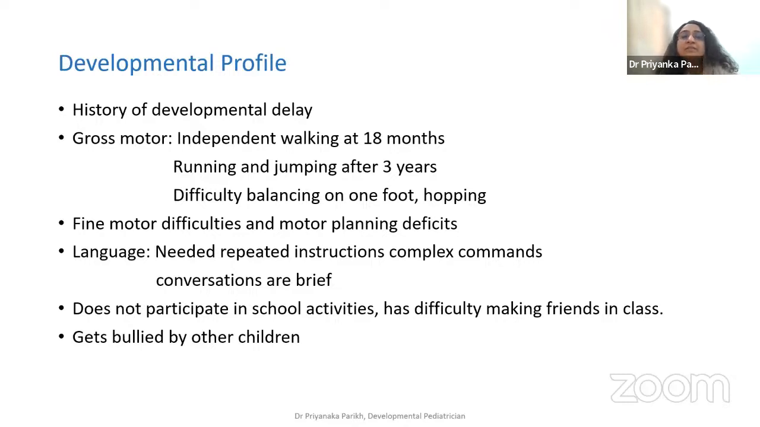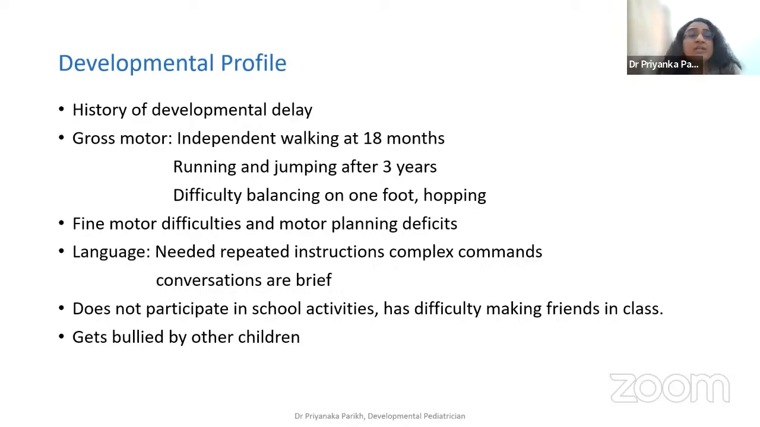So looking at the development of this child, going into the milestones, there was a history of gross motor delays. The child had started independent walking only after 18 months. Coordinated running and jumping had come in after 3 years. And even right now, the child has difficulty with balancing on one foot, so activities involving balance and coordination. Not really cycling without difficulty pedaling, needing side wheels to cycle, hopping on one leg. All those aspects are still difficult for the child.